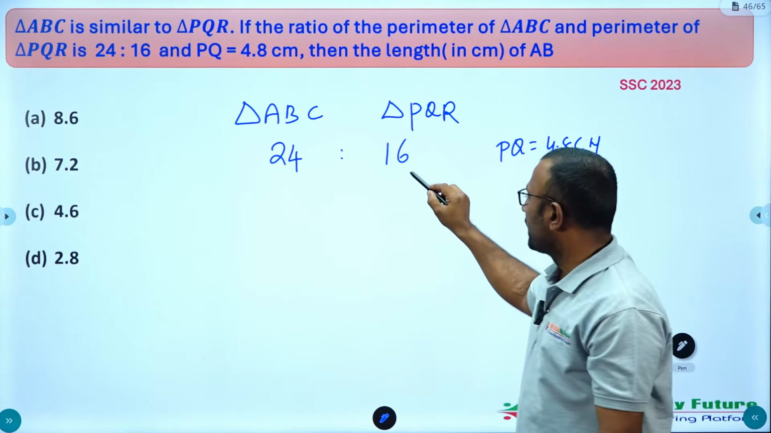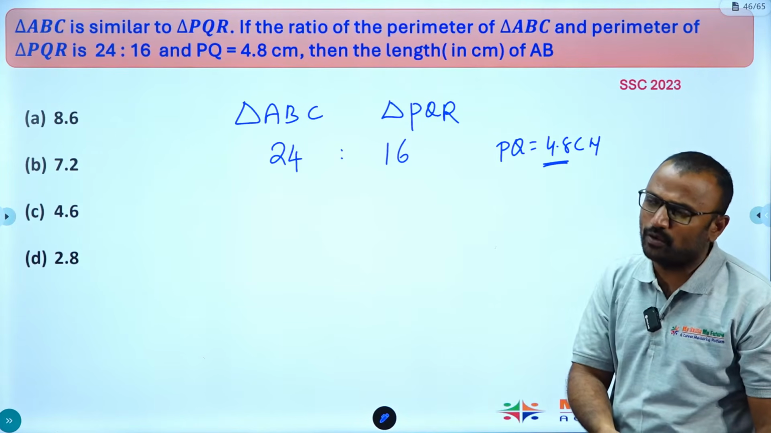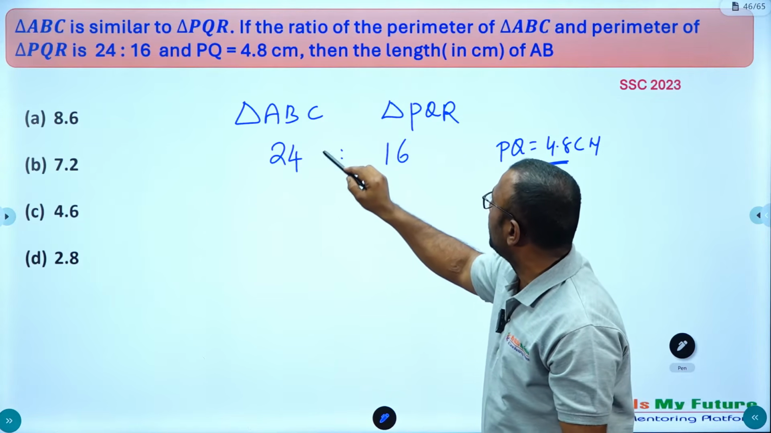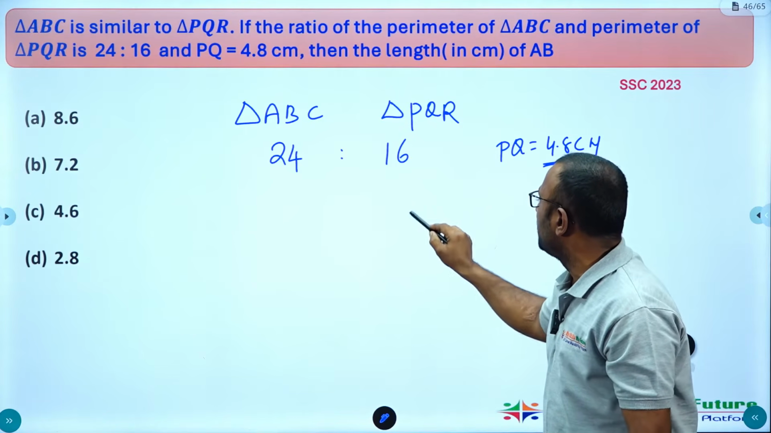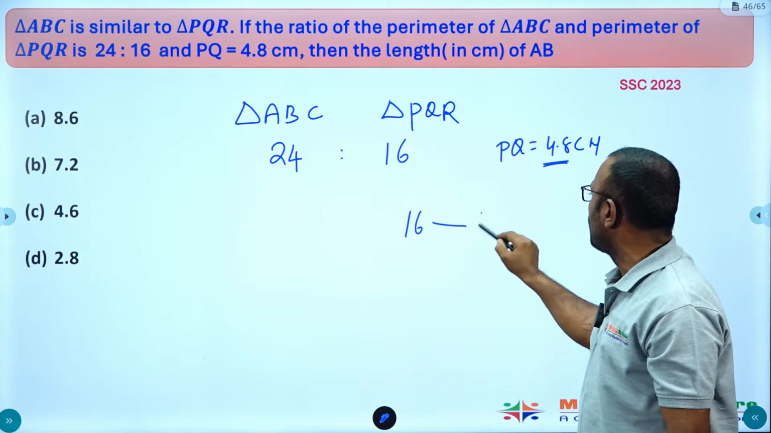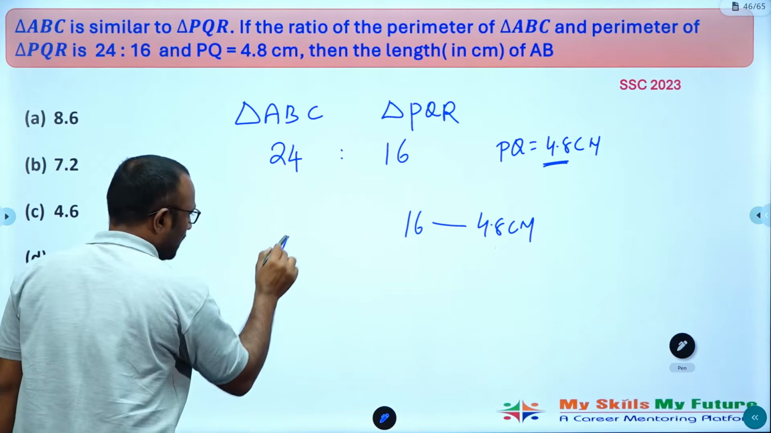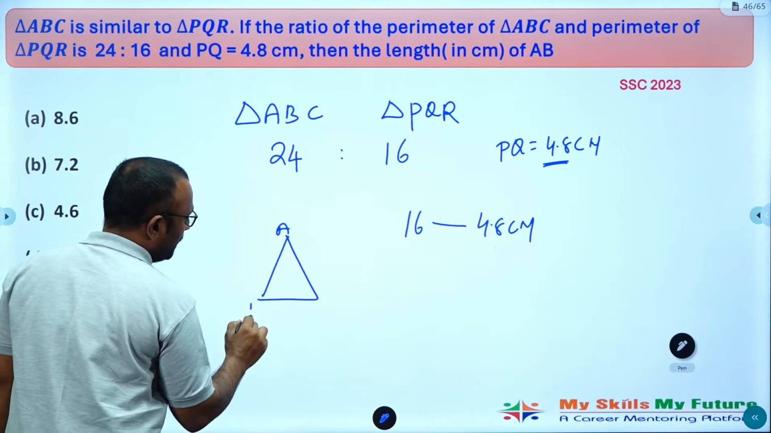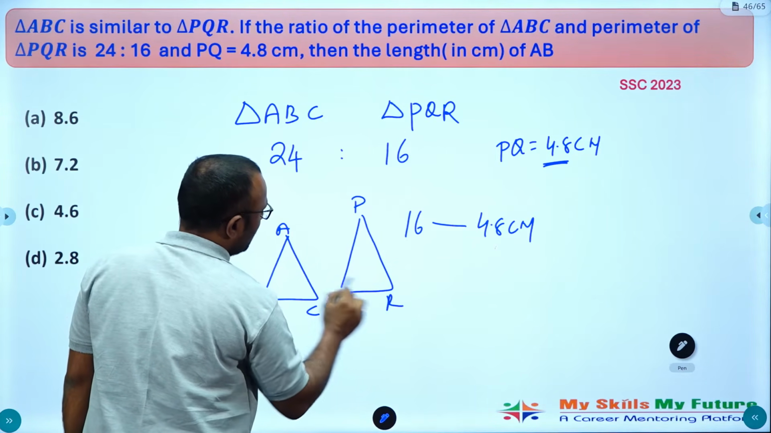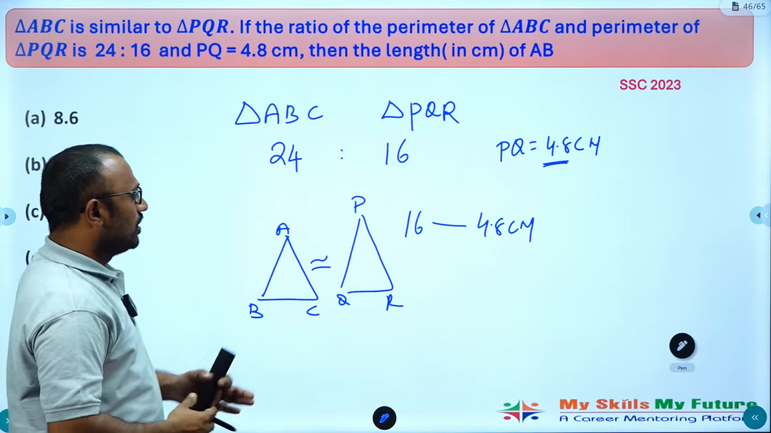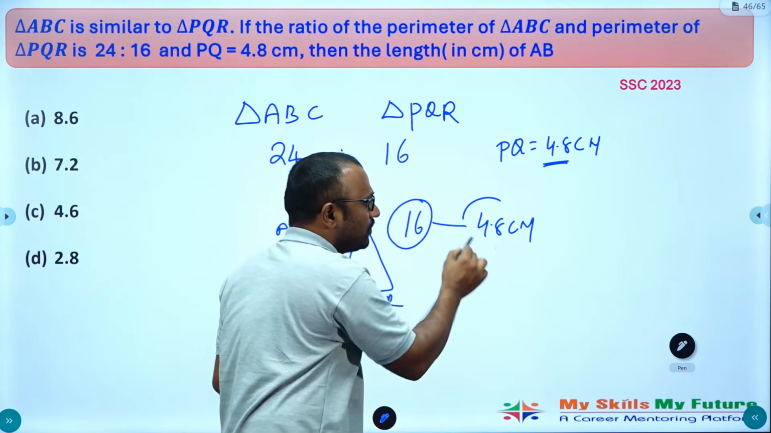If you see that they given the triangle ABC is similar to the triangle PQR, and they given the ratio of the perimeters of the triangles, that is 24:16. So the perimeter of PQR is 16. In that one side PQ is 4.8 centimeters. This is the triangle ABC, and the similar triangle is PQR. This is the perimeter of PQR, 16, and this is the side PQ.